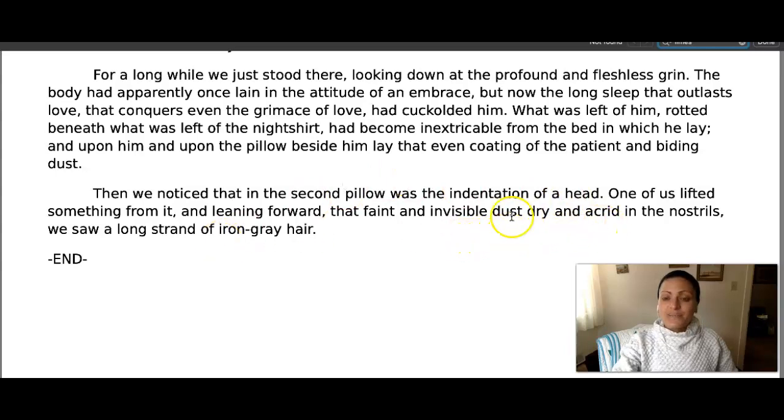Again, we're getting into smells of death and decay, and an iron gray hair. What does the iron gray hair on the second pillow mean? It means that Miss Emily has been coming up and lying next to this body, even in her old age. This is the epitome of the grotesque and the macabre in Southern Gothic.